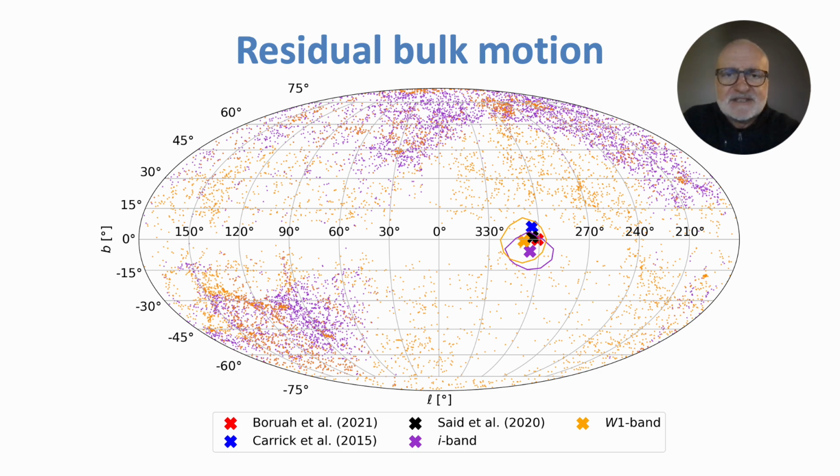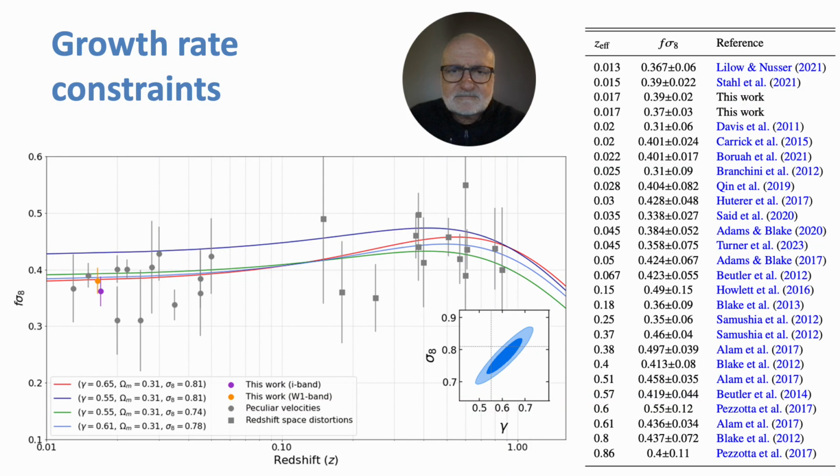As with our analysis of the 6dFGS plus SDSS sample, we find excellent agreement between the direction of the observed bulk flow and that predicted from galaxy redshift surveys. But again, the amplitude of this bulk flow is larger than predicted, with a residual bulk motion of about 300 kilometers per second. The constraints on the growth rate from these Cosmic Flows 4 samples are also consistent with those from 6dFGS plus SDSS, and prefer a lower value of f sigma 8 and a higher value of the growth index at low redshift than predicted by the Planck parameters for the standard cosmology.